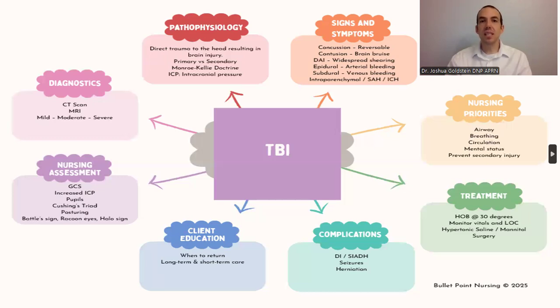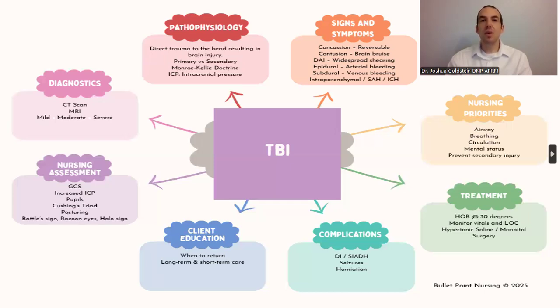For diagnostics, the classic way we diagnose a TBI is with a CAT scan of the head. Next, we can also use an MRI. And for diagnostics, not so much at the RN level, the patients may be classified as having a mild, moderate, or severe traumatic brain injury. Let's look at the nursing assessment.